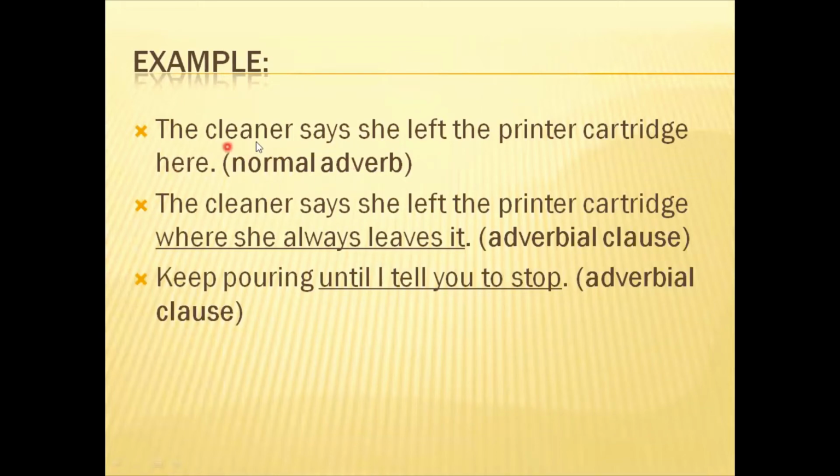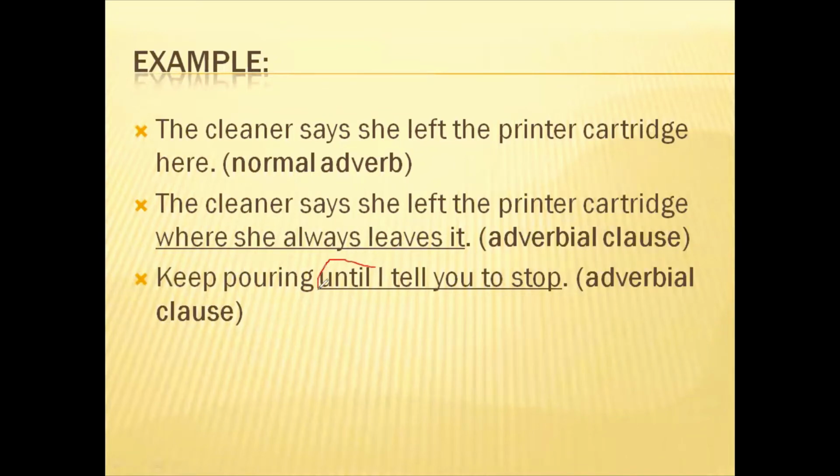Next, for example, if I say here, the cleaner says she left the printer cartridge here. Normal adverb. Here is an adverb. Instead of using that, what do I write? The cleaner says she left the printer cartridge where she always leaves it. So this is again a clause. She always leaves it is one thing. The cleaner says she left the printer cartridge is one clause. I am combining using the word where, and it became an adverbial clause. Clear?